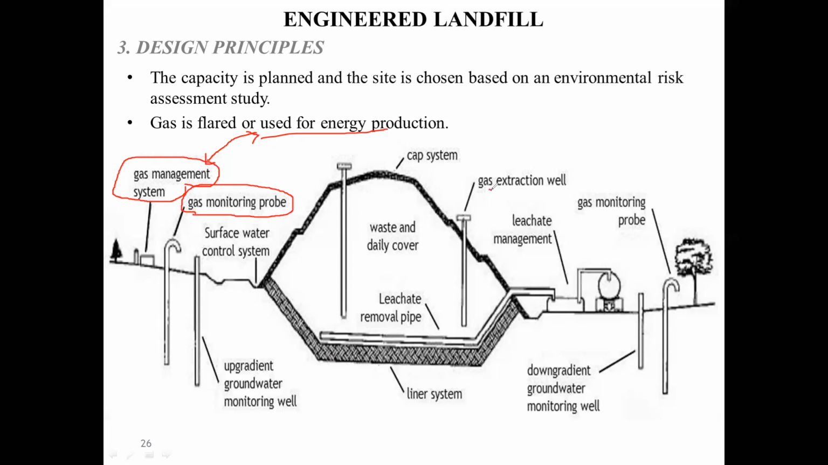Then you have an extraction well. This gas extraction well is nothing but the pipe from which the gases developed during the process of decomposition are extracted. Then you have the surface water control system. On the side we are going to provide a drain, so that whatever rainfall takes place, the water which flows is removed. So we design the surface water system to make sure that the amount of water accumulated because of rain or any other purposes is removed from the landfill.